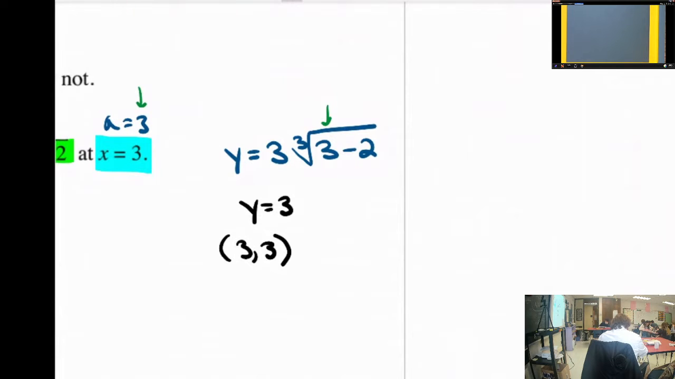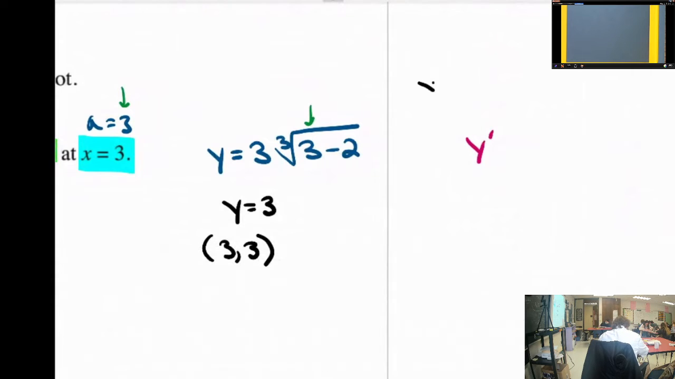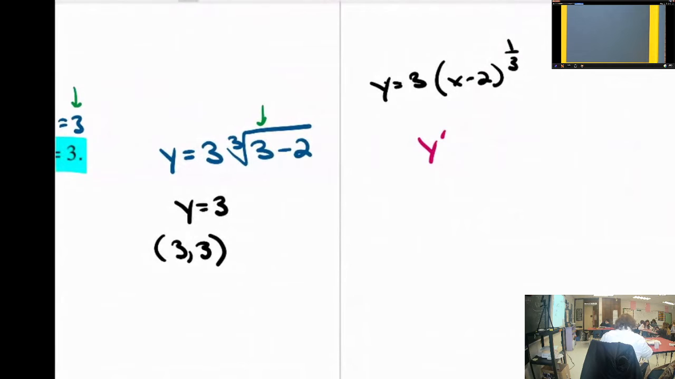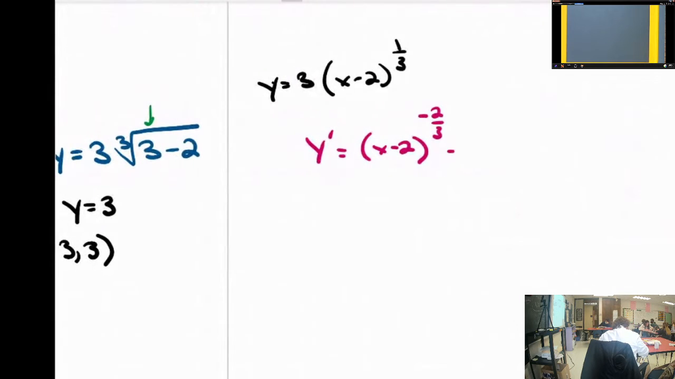And for that, I think it's probably a good idea for us to take the original function and rewrite it as a polynomial. It would be better to think about it as y equals 3 times, in parentheses, x minus 2 to the 1/3 power. Because now we can just use the power rule. So y prime will equal, well, look at that. The 1/3 comes down, cancels out with the 3. The x minus 2 will stay right where it is, but we have to drop the exponent down 1 degree to negative 2/3. So our y prime will be 1 over the cube root of (x minus 2) squared. Two different ways to write the same thing.